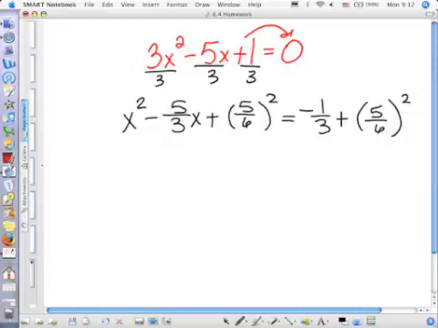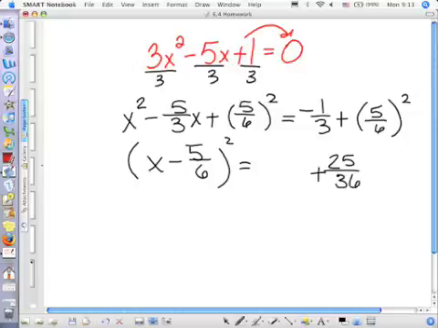Ryan, what does the left-hand side factor into? X minus 5/6. X minus 5/6. On the right, what should I do first according to my order of operations? I should square 5/6. When I square 5/6, it becomes what? 25/36.